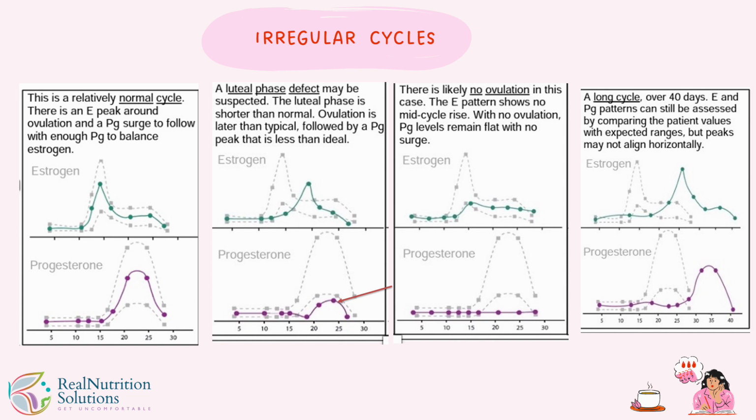Also, if you were to look at the days of progesterone, you see days 20 to 26. That is actually a short luteal phase like we discussed earlier. So that person's luteal phase will be shorter.